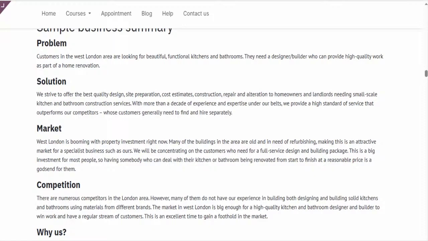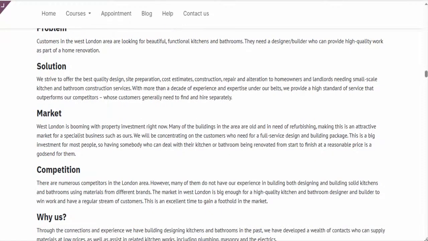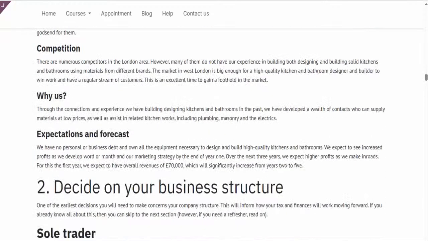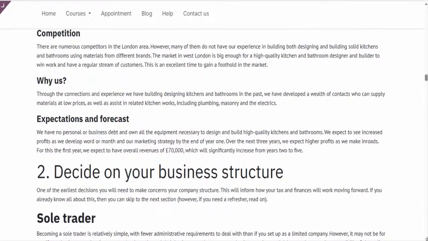Competition. There are numerous competitors in the London area. However, many of them do not have our experience in both designing and building solid kitchens and bathrooms using materials from different brands. The market in West London is big enough for a high-quality kitchen and bathroom designer and builder to win work and have a regular stream of customers. This is an excellent time to gain a foothold in the market.